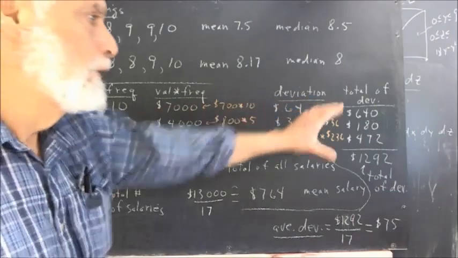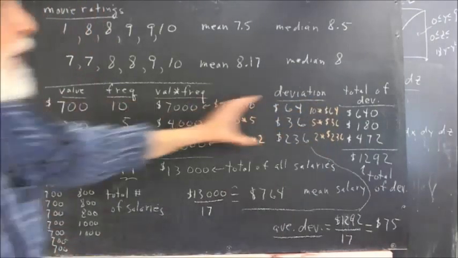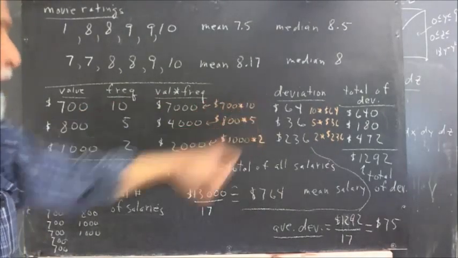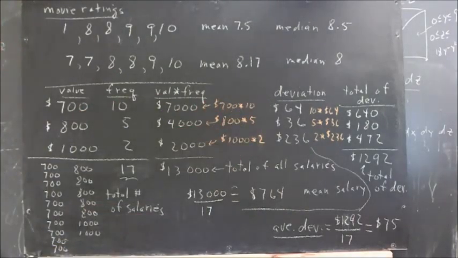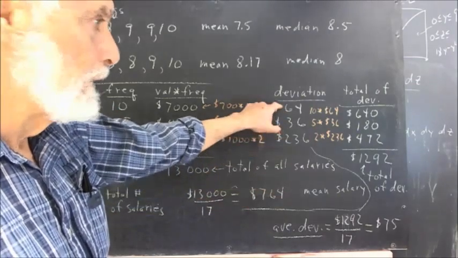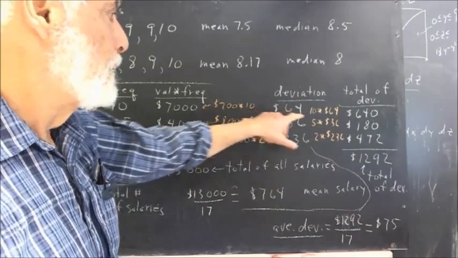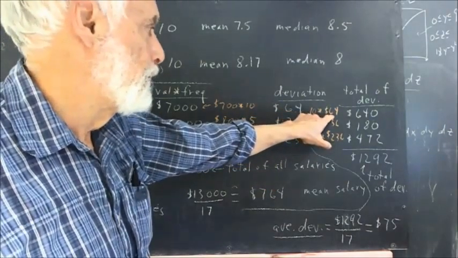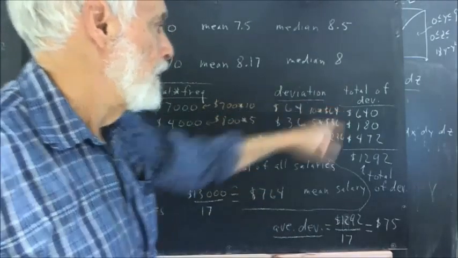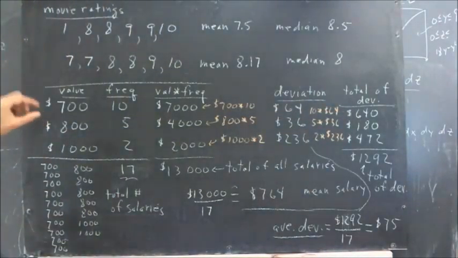Well, it's easier to do that if we just write it out and remember what the frequency distribution means. It's easier to do it in terms of the frequency distribution. We know we have 700 10 times. We know the deviation of 700 from the mean is 64. So we multiply 10 times our $64 to get $640. That's the total of the deviation that you get from the 10 700s.